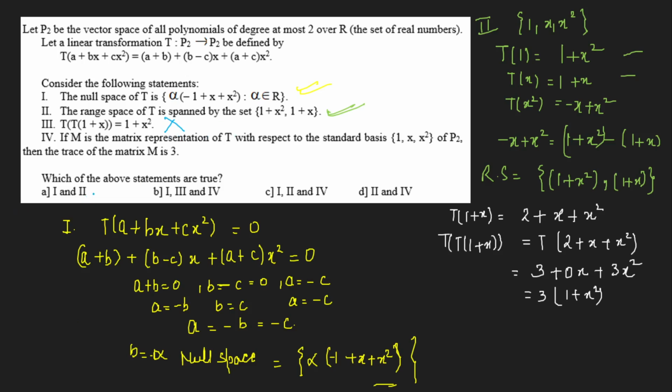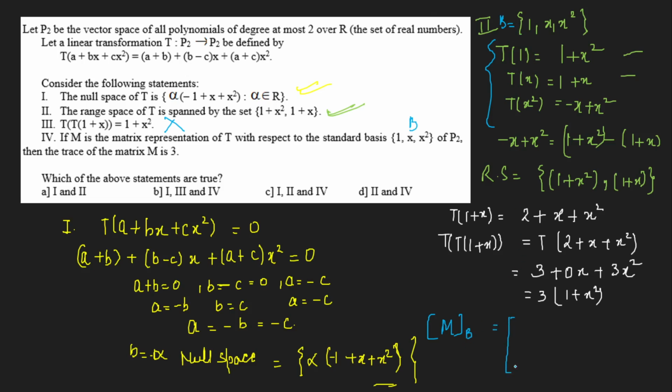M is a matrix representation of T on P2. The trace of matrix M is? So I have to find out T of 1, T of x square here. So I can write down the matrix of M with respect to this basis B. If I take this basis B, I have to find out the values of T at the elements of B. So let's write down the matrix.